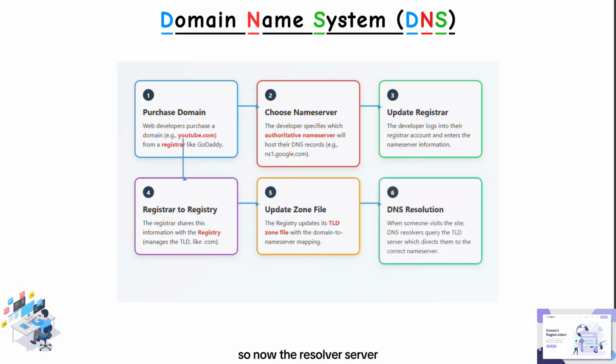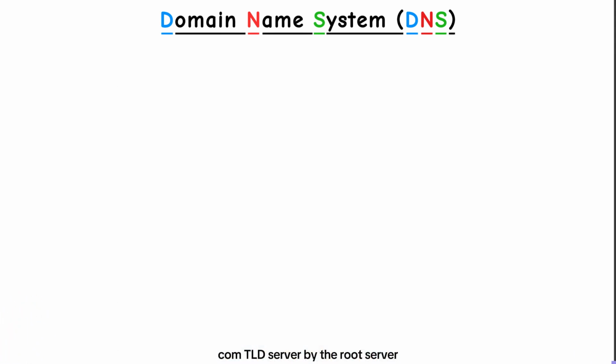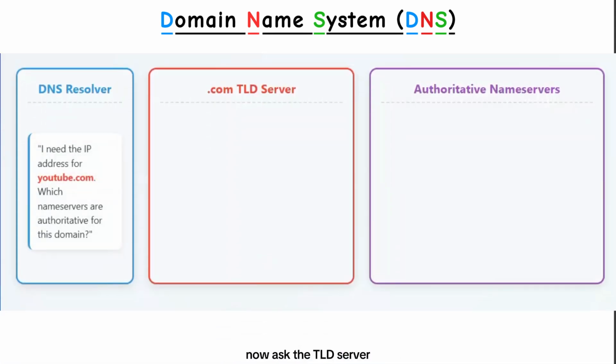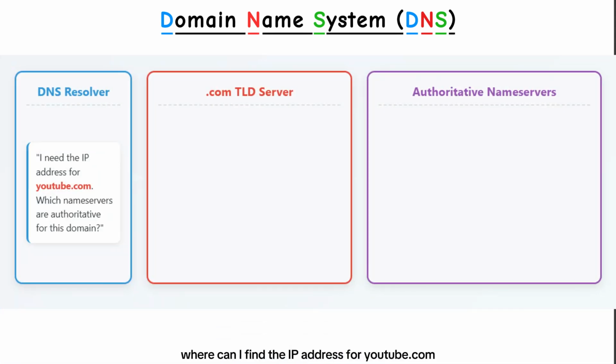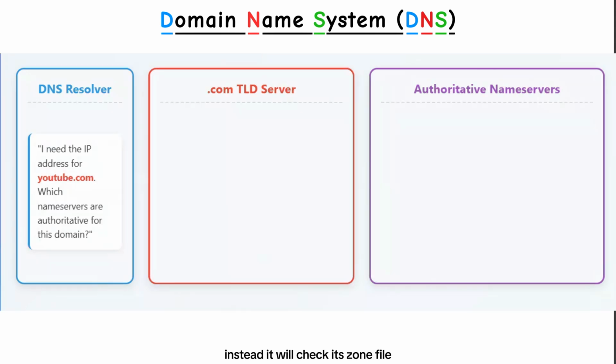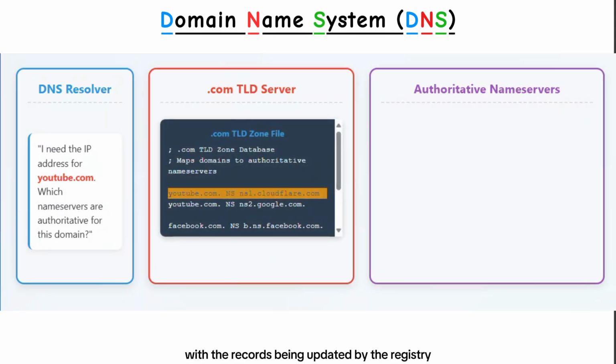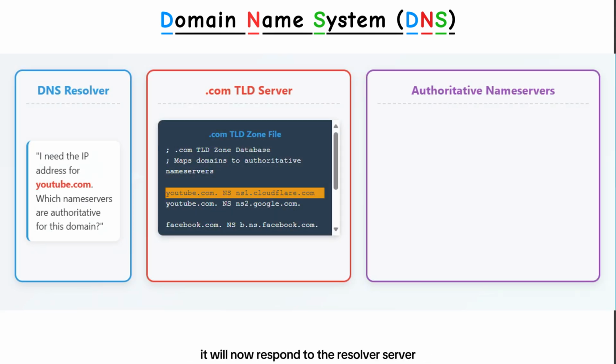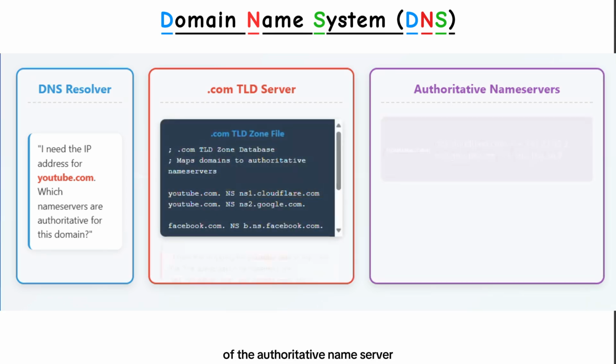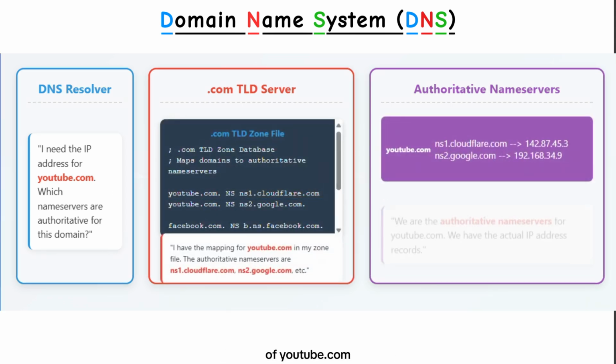So now the resolver server, after being pointed to the .com TLD server by the root server, now asks the TLD server, where can I find the IP address for youtube.com? The TLD server is also not going to have the specific IP address for youtube.com. Instead, it will check its zone file, and then with the records being updated by the registry, it will now respond to the resolver server by giving it the name and the IP address of the authoritative name server of youtube.com.